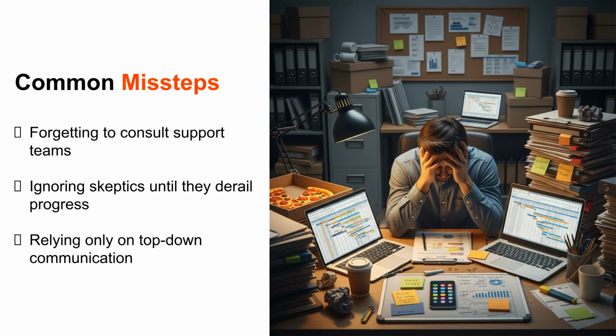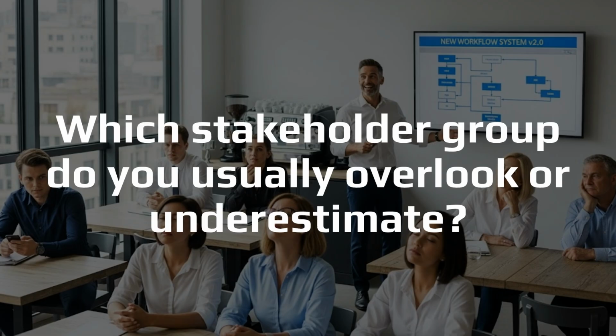Common missteps in stakeholder engagement include forgetting to consult support teams, ignoring skeptics until they cause problems, and relying solely on top-down communication without seeking broader input. Which stakeholder group do you usually overlook or underestimate? Reflecting on this question can help identify areas for improvement in your engagement approach.